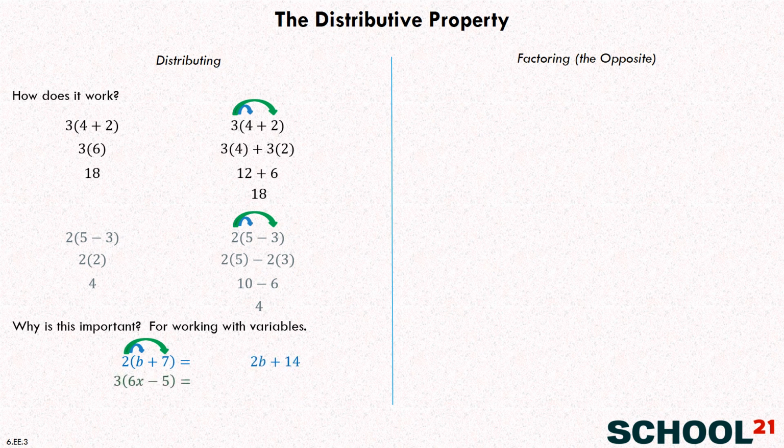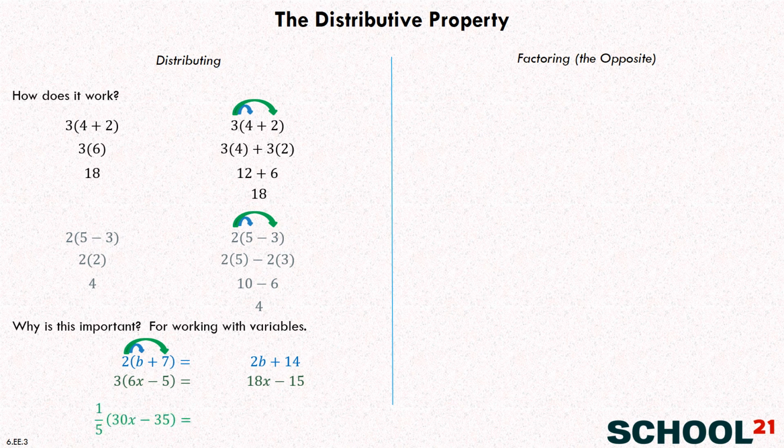Yeah. Okay, let's try another one. What would you write here? 3 times the quantity 6x minus 5. How would you write the answer to that? 18x minus 15. Good, because you're multiplying that 3 times the 6x, which is 18x, and then you're multiplying that 3 times the minus 5, which is minus 15, right?